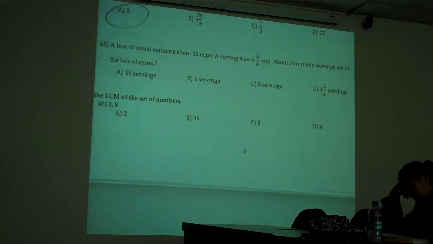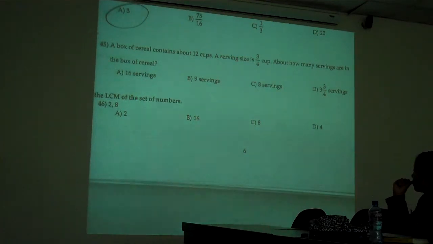Serving size is 3/4 of a cup. How many servings are in the box of cereal? You need to know whether you're going to multiply or divide by the 3/4. Okay, if you use whole numbers, you can figure out what you've got to do with this number first.